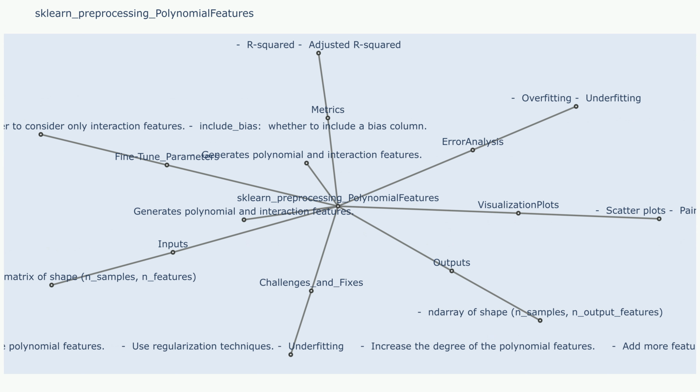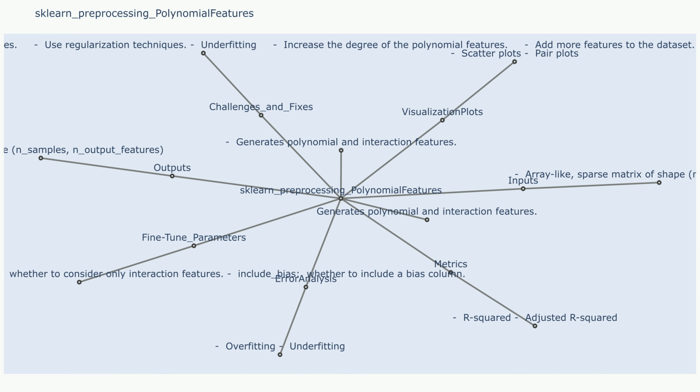Outputs. X_poly: a transformed array of polynomial features. Each column in X_poly corresponds to a unique polynomial combination of the original features. n_output_features: an integer indicating the total number of polynomial features created.